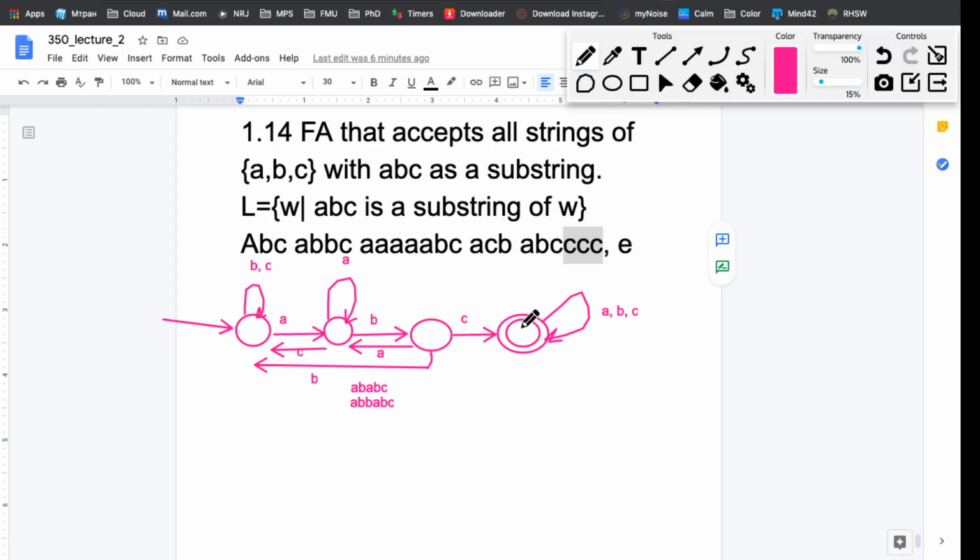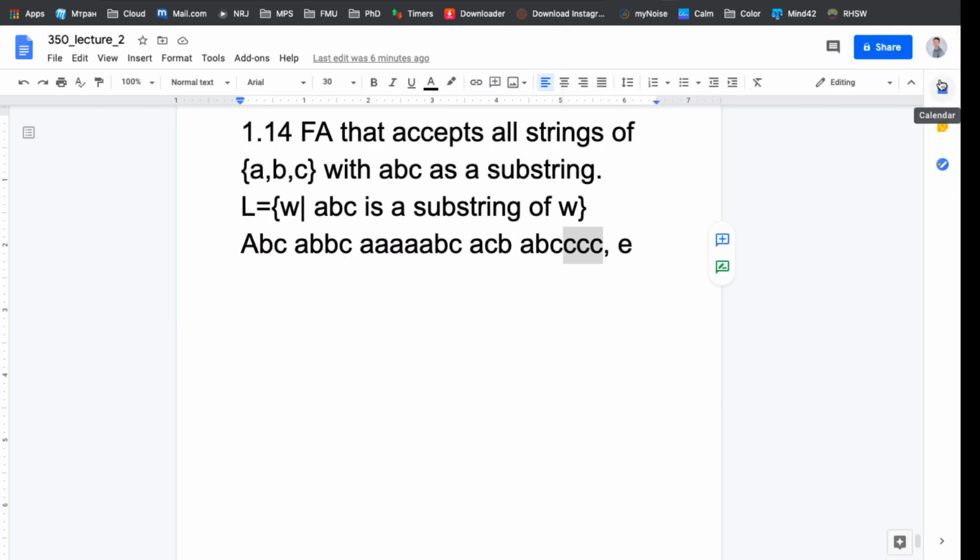Perfect. And in this state, we just loop on A, B, C. Yeah, and that's it. So again, this will be accepting: A, B, B, C, A, B, B, C. This will be rejecting: A, C, B, A, C, B. This is rejecting. A, B, C, and then a lot of C's, that's accepting. Empty string is rejecting. Cool. Perfect. Okay, hope it makes sense.